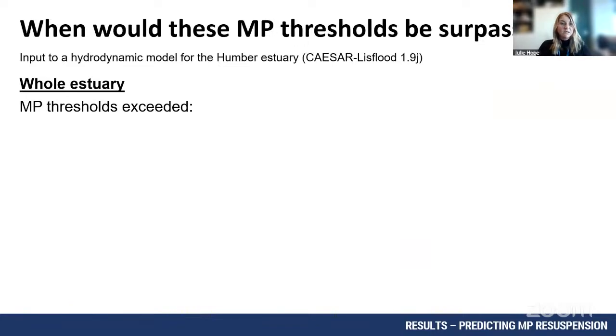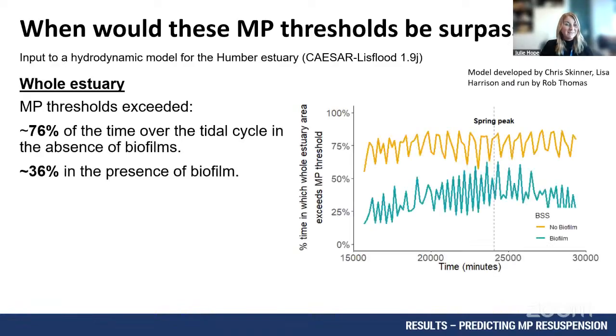So we were interested in understanding when those plastic thresholds might be surpassed in an estuarine or an intertidal environment. So we put those microplastic erosion thresholds into a hydrodynamic model for the Humber estuary. And when we looked at the whole estuary, we've seen that those microplastic erosion thresholds were exceeded about 76% of the time over the tidal cycle when there was no biofilm present. But when there was a biofilm present, those erosion thresholds were only surpassed about 36% of the time.